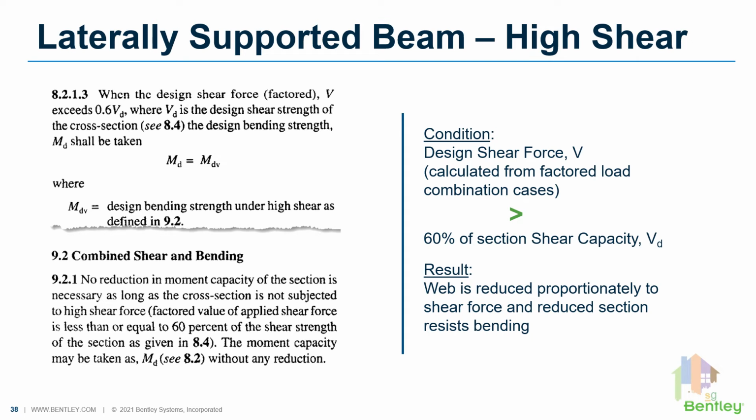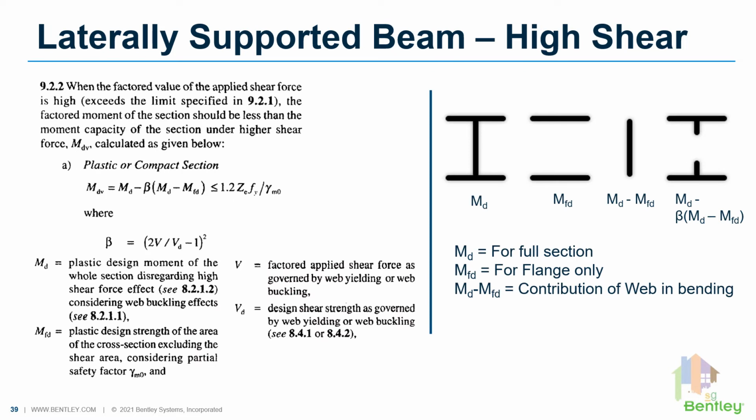There is another condition when member is subjected to high shear. Bending and shear is not independent, rather they affect each other. In high shear case, clause 9.2 is used, which is basically an interaction check with shear and bending condition. In this clause, you can notice that code suggests no reduction is necessary if the member is subjected to low shear, and only if the shear force is greater than 60% of shear capacity, then the bending capacity must be reduced proportionally to the shear force. Consider this equation.